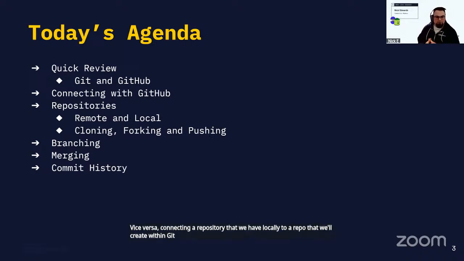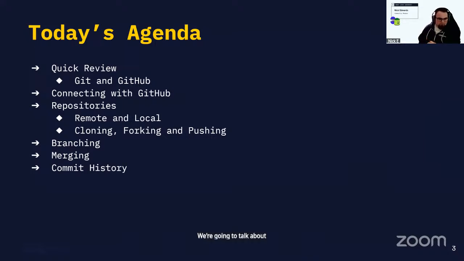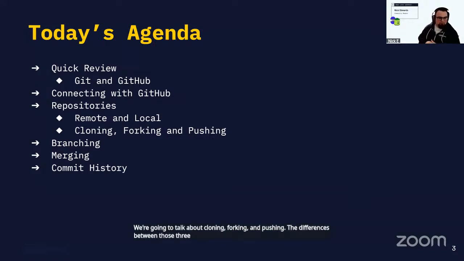So if you're not logged into your GitHub account, right now is a great time to do so as well if you have one. We're going to talk about cloning, forking, and pushing, the differences between those three different actions, especially when we're creating repositories. That's a question that I hear common with people that are new to Git, so we're going to dive into that a little bit. Once we review all that content, we're going to jump into branching.